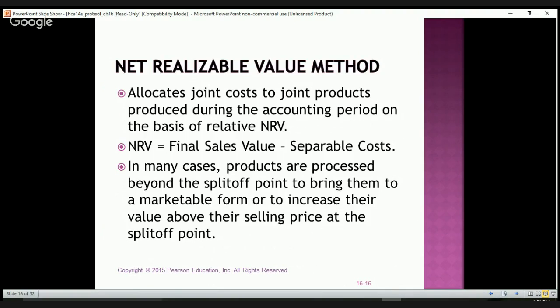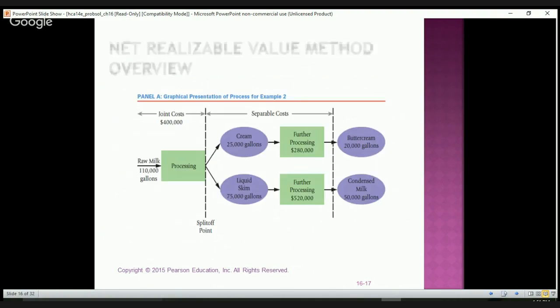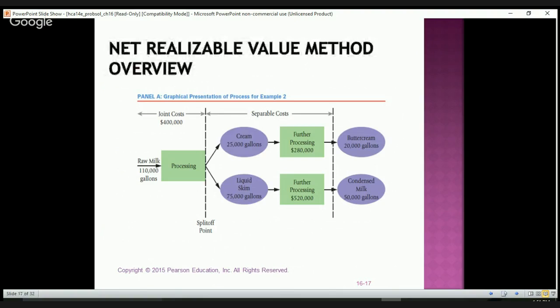The NRV method is typically used in preference to the sales value method or split-off method only when selling prices for one or more products at the split-off point do not exist. So in our example here, we see the overview of the net realizable value method. Note how the cost of the further processing are taken into account with this method.